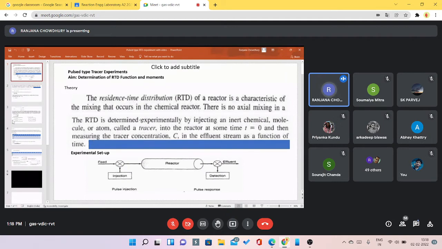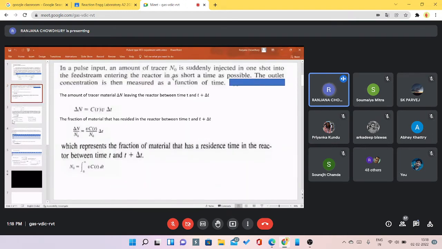What is done is the tracer is introduced to the reactor either through pulse mode or through step mode. And here we are using the pulse mode of experiment. Injection is done at this position at the inlet, and samples are taken at the outlet, and the concentration of the tracer is measured in the outlet samples.